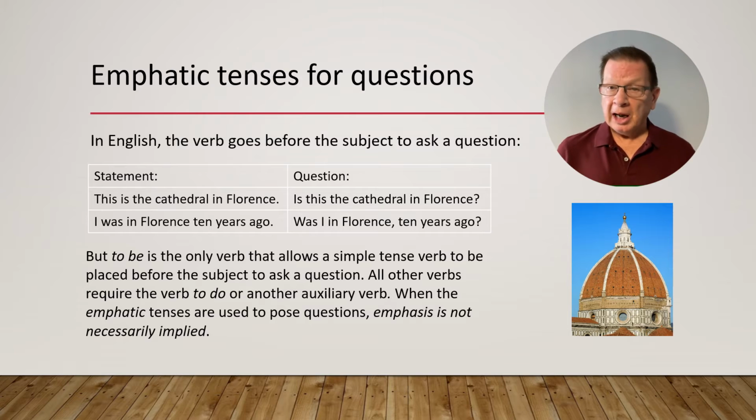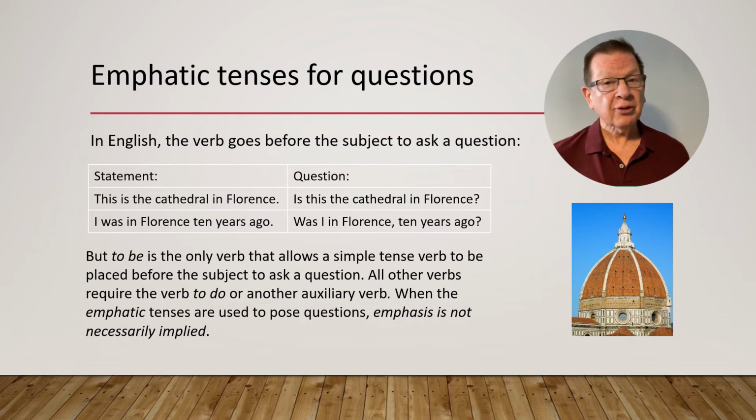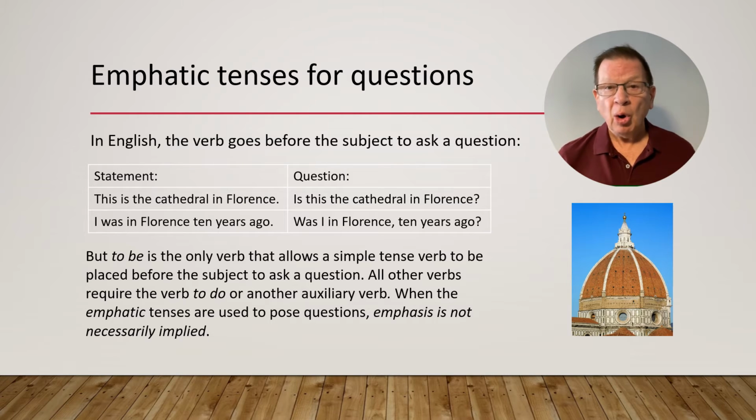Statement: I was in Florence 10 years ago. Question: was I in Florence 10 years ago? But to be is the only verb that allows a simple tense verb to be placed before the subject to ask a question. All other verbs require the verb to do or another auxiliary verb.